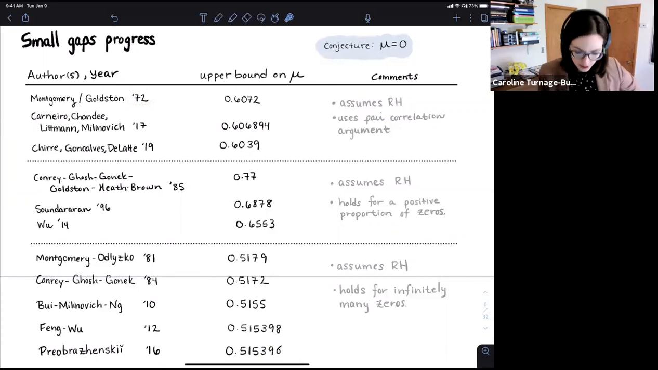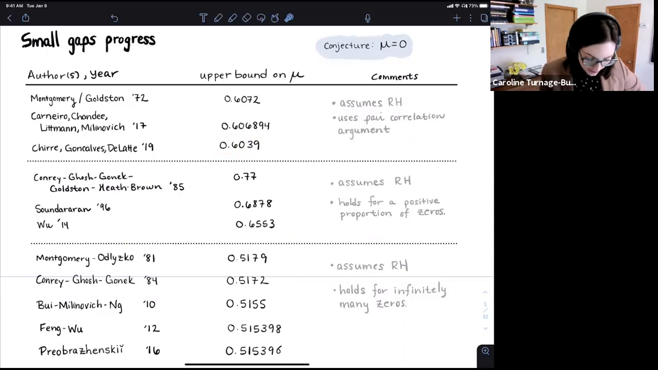So the first approach by Montgomery, and then later made a little bit tighter by Goldston, proved an upper bound on mu of 0.6072. Now remember, before we only had one, from Fujii and Selberg. So this is an improvement. It does assume the Riemann hypothesis, and it uses what we know towards Montgomery's pair correlation to prove this result. And using similar approaches with this method, where it stands right now is 0.6039.